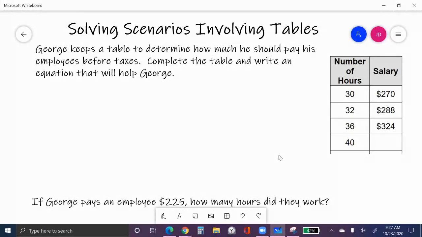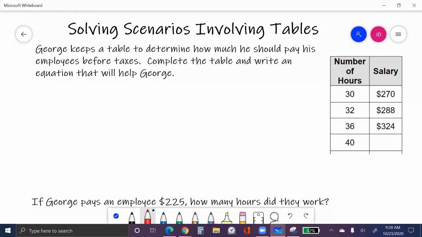So in this first problem, we have George keeps a table to determine how much he should pay his employees before taxes. Complete the table and write an equation that will help George. One helpful hint when I'm completing the tables, I try to look for a trend in the table. Sometimes it's easy to look for a trend, or you could use the function rule also to help you fill out the table.